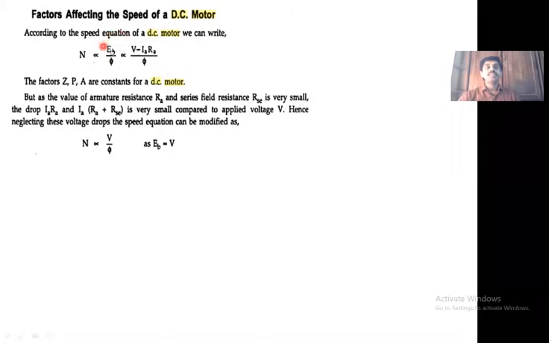So, in the expression for Eb, Z, P, A are constants. Here, the armature resistance as well as the field resistance are very small. Therefore, the Ia drop is very small. So, we can write this expression as Eb by phi is proportional to V by phi. That means N is proportional to V by phi, as Eb is approximately equal to V.